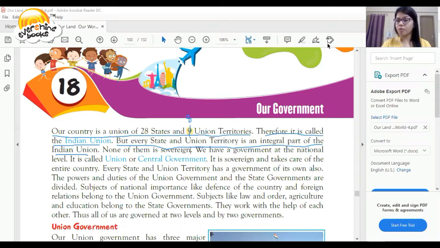We have a government at the national level. It is called the union or central government. Dear student, again this is a very important question. What is the union or central government? The answer is, we have a government at the national level that is called the union or central government. It is sovereign and takes care of the entire country. Every state and union territory also has a government of its own.